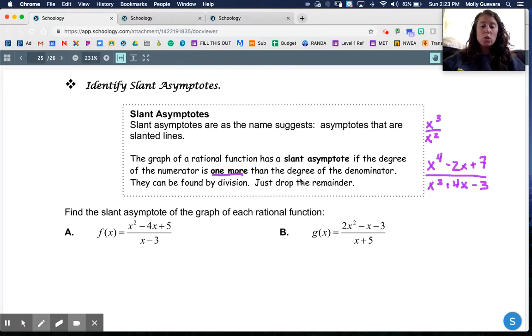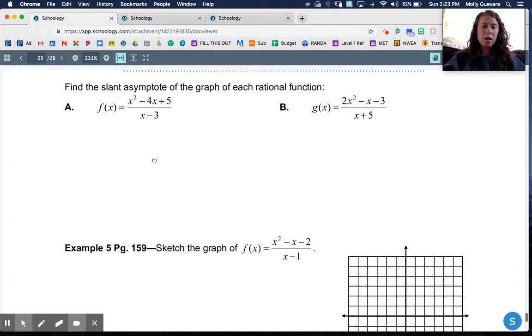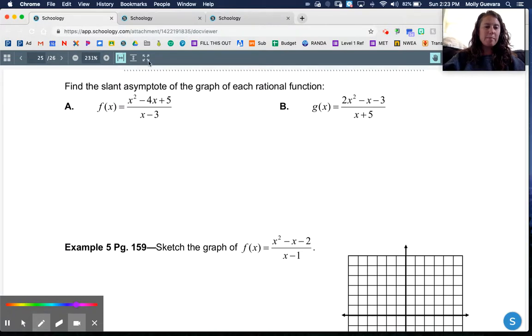Okay, so what you do then if you have a slant asymptote is you just use synthetic division, and whatever you get for the remainder, you just throw away. You don't need it. You just use synthetic division, which I know that everybody loves, right? So in this case, the degree of the top is 2, the degree of the bottom is 1, so there is a slant asymptote.